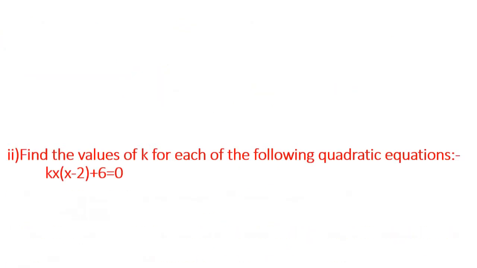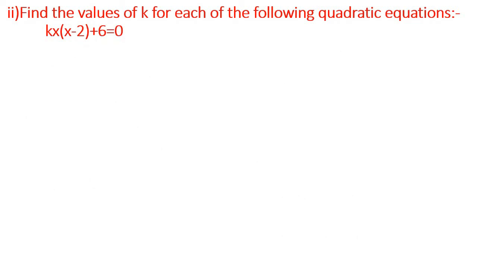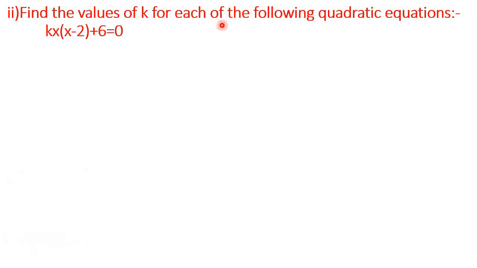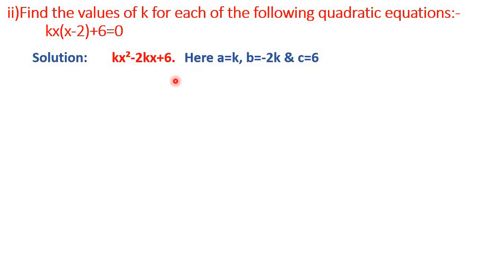Next problem. Find the value of k for the following quadratic equation. kx(x − 2) + 6 = 0. Here we have to find the value of k. Already it is stated that the roots are equal. Therefore, in the place of ax², a is equal to k, b is equal to −2k, c is equal to 6.